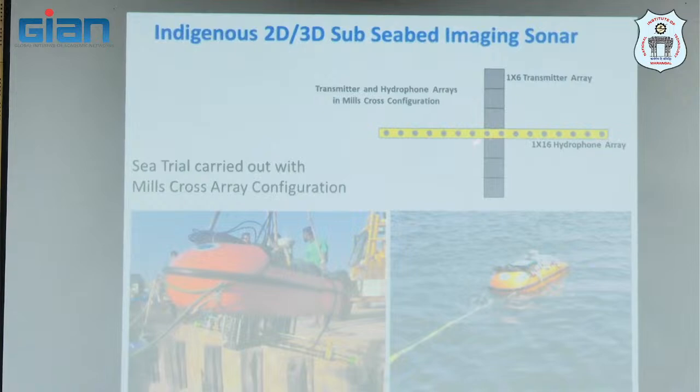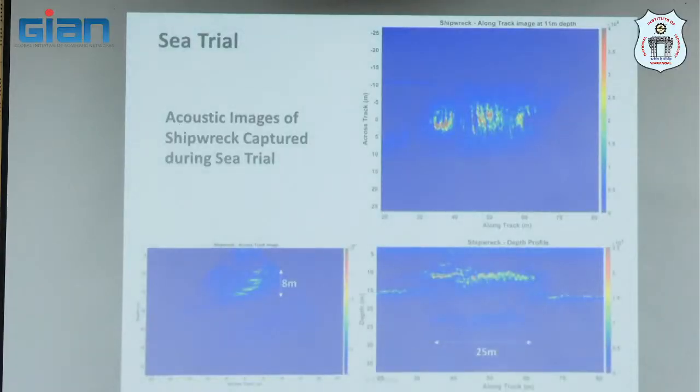Based on this, we conducted one experiment in the Bay of Bengal. This is the transmitter array, 1 by 6, and this is the receiver array, 1 by 16, and this is the tow body, and this is the receiver array. You can see this is the transmitter array. This is actually a Mills cross array configuration.